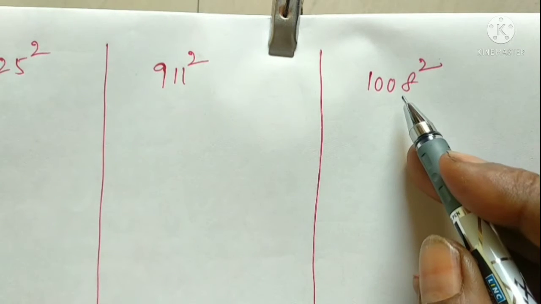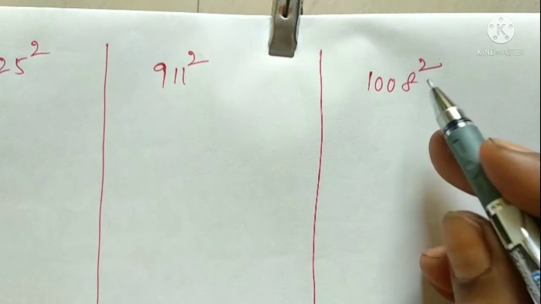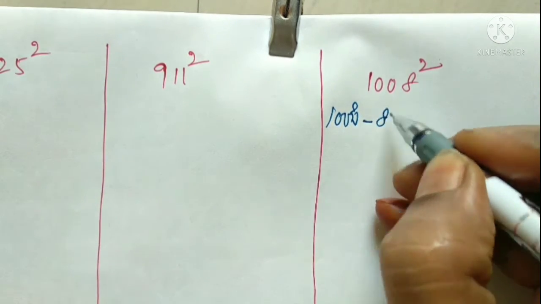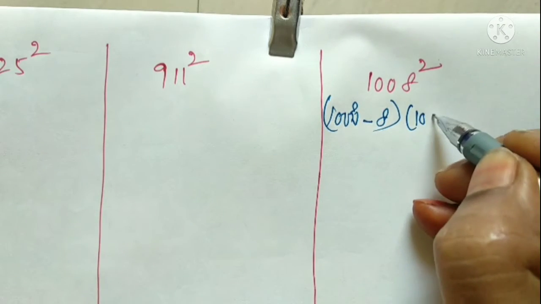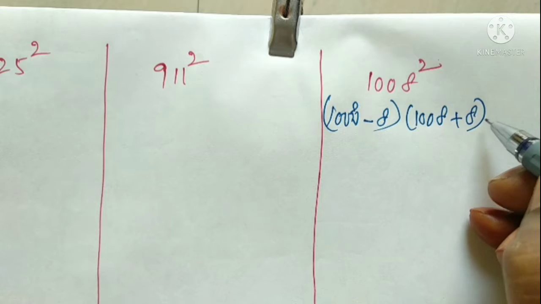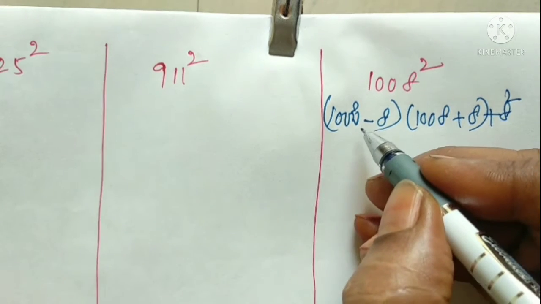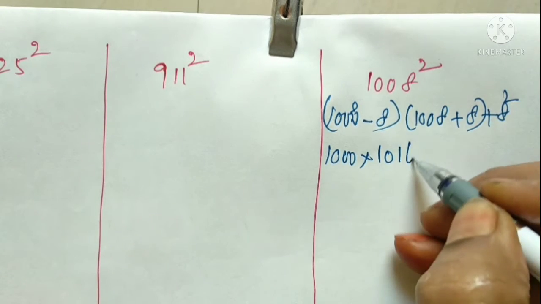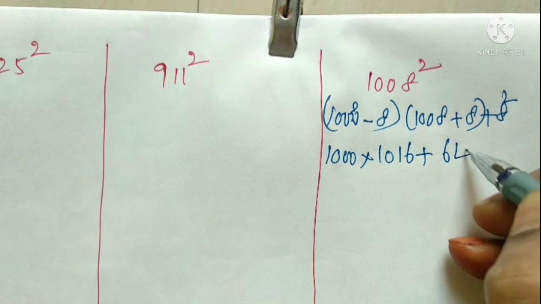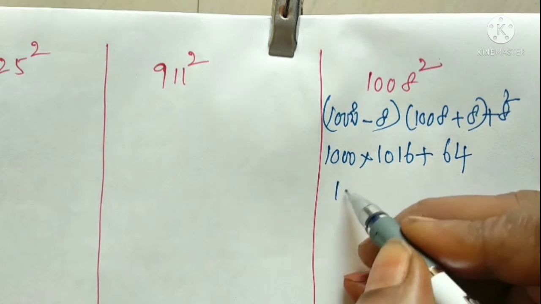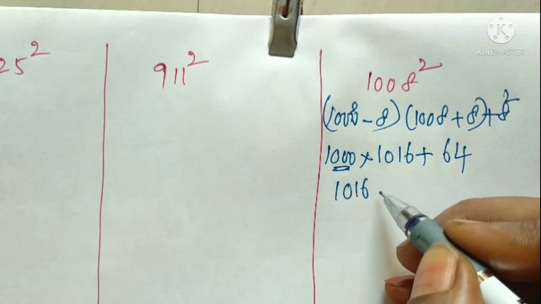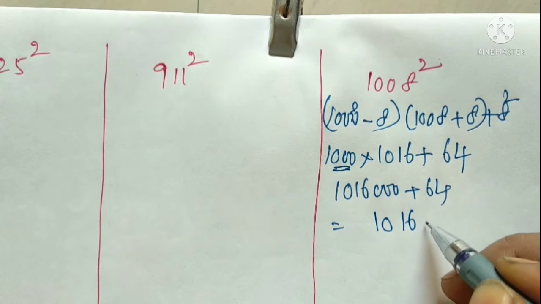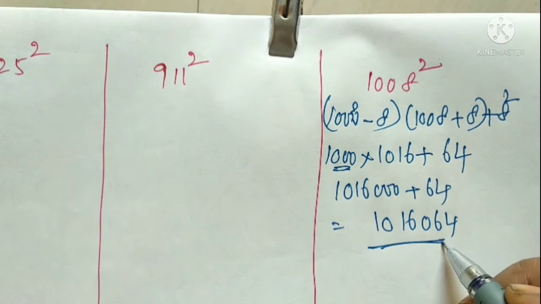Let us see another example which is also very near to 1000. The 1008 square. It is (1008 minus 8) multiplied by (1008 plus 8) plus 8 square. It is 1008 minus 8 is 1000 multiplied by 1016, plus 8 8s are 64. Now the answer is 1016, 3 zeros, plus 64. This is 1016064.